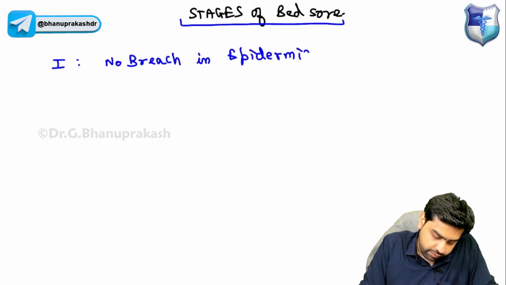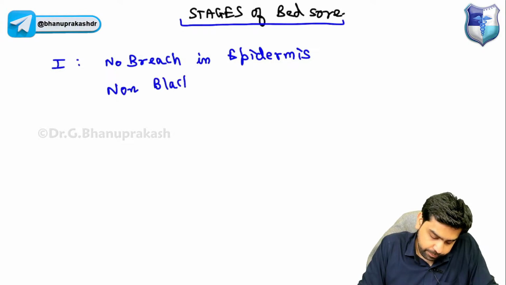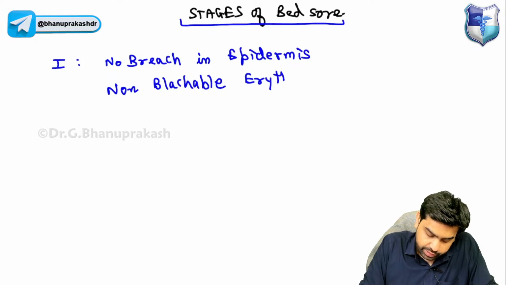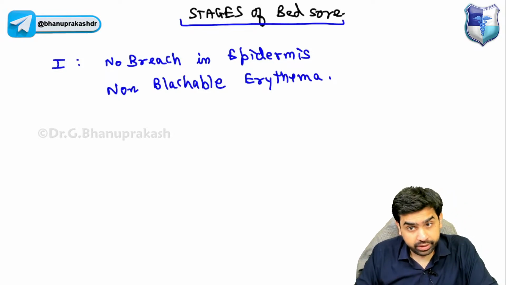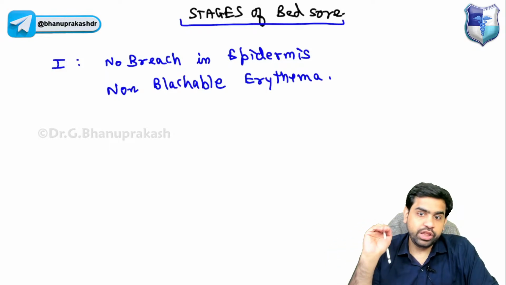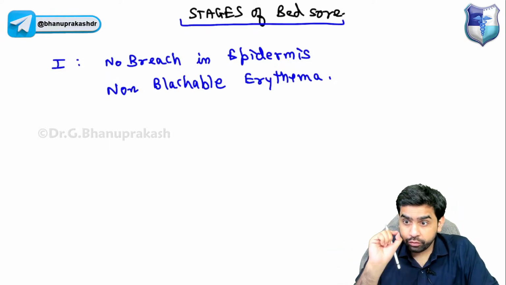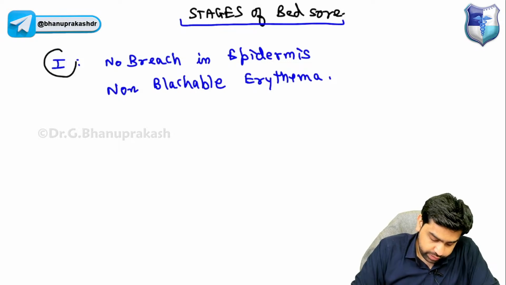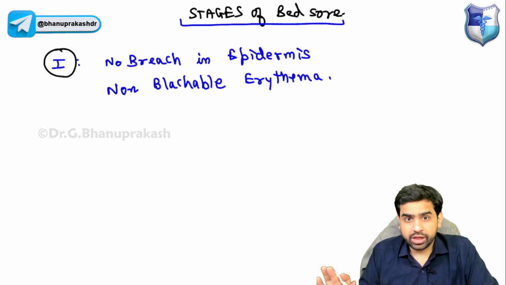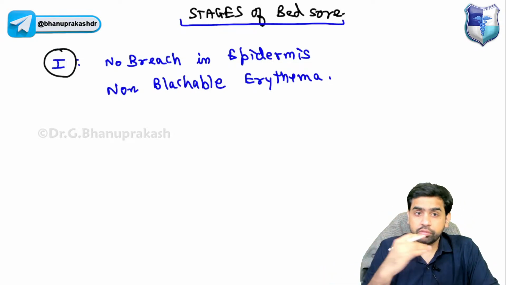So what do the patients have? Patients have a non-blanchable erythema, but there is no breach in the epidermis. Please remember this, guys. It will be very, very important. This has been asked a couple of times. If they give you non-blanchable erythema with no breach in the epidermis, this is stage 1.